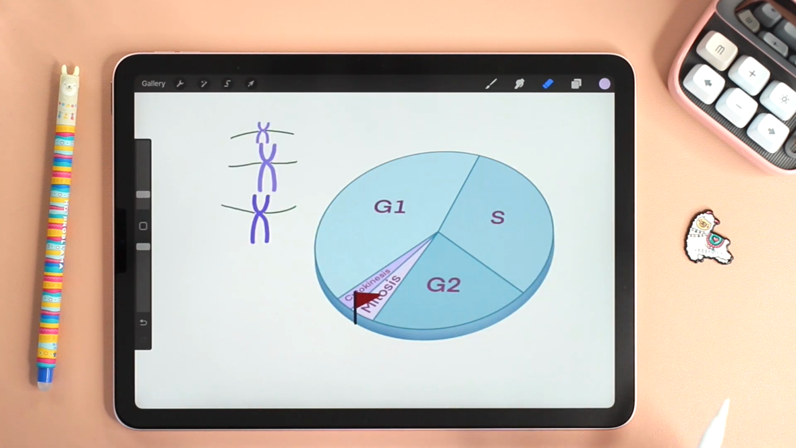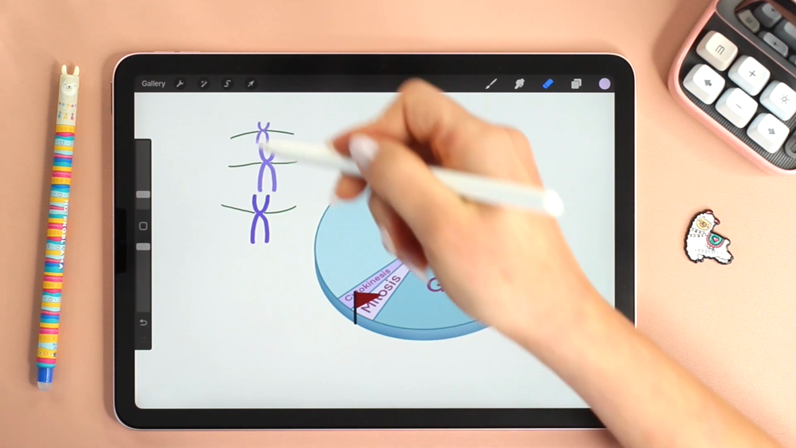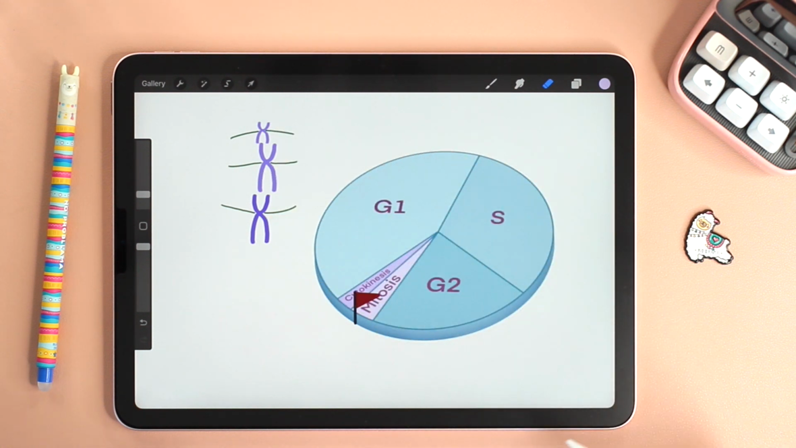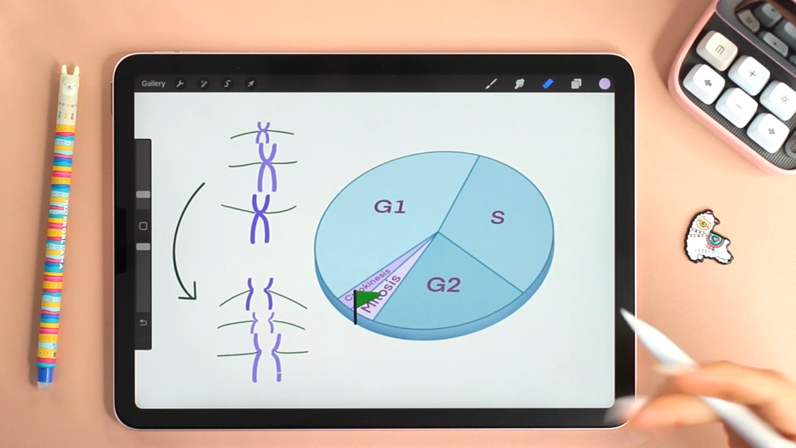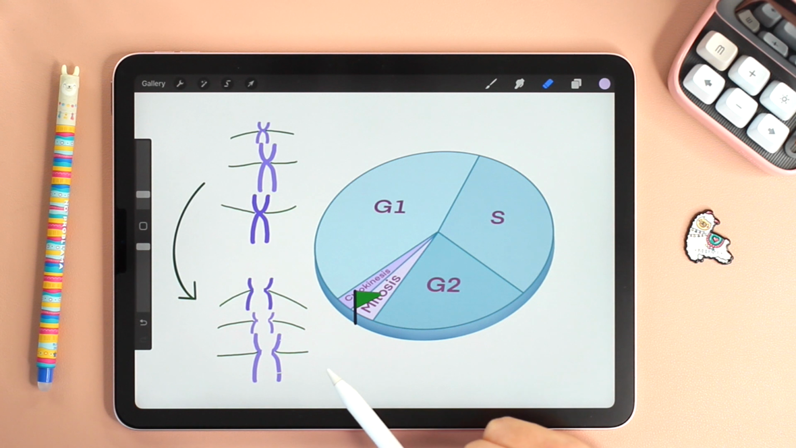What about the M checkpoint? The M checkpoint basically checks if all the chromosomes are properly attached to the spindle fibers at metaphase. Here, other key players are involved and not the cyclin-dependent kinases. If all is checked, then these regulatory proteins activate the enzyme responsible for separating the sister chromatids during anaphase.